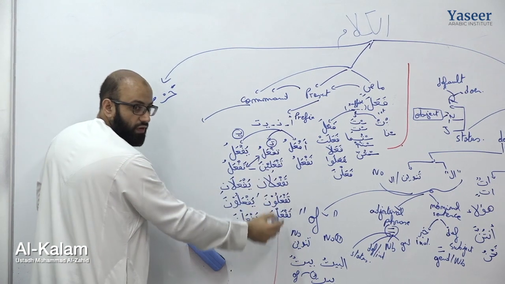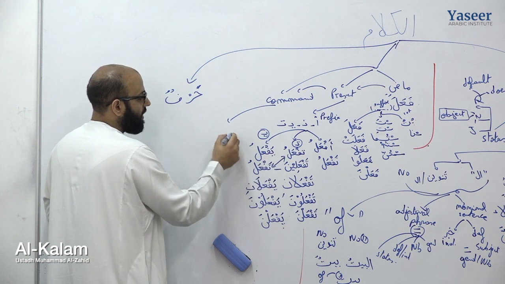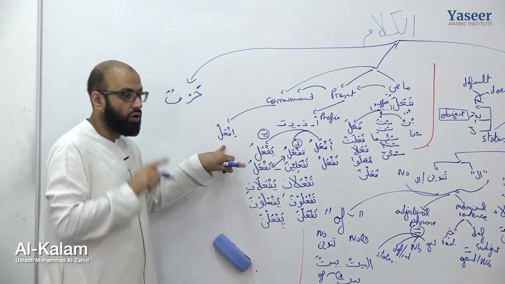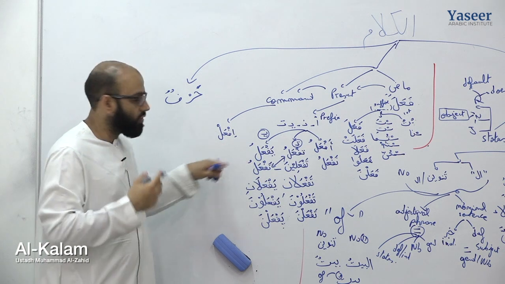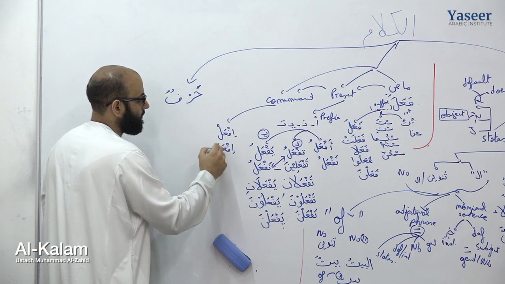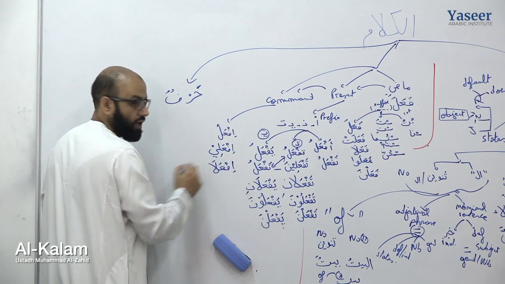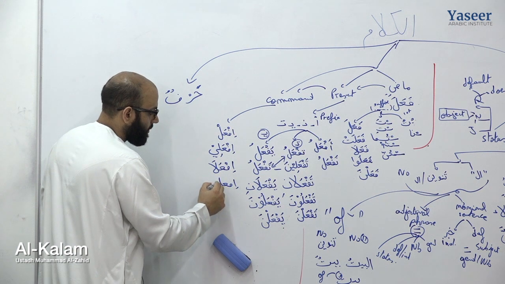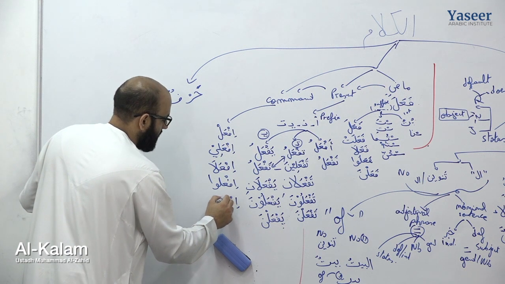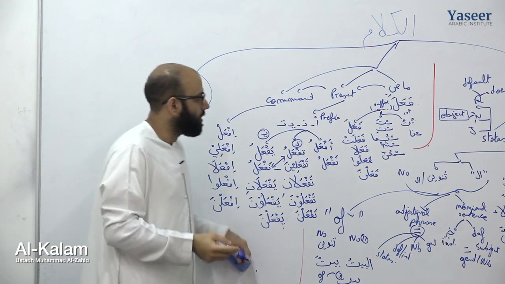Okay. Command, we said, is taken from present tense, from the second person. The rule: we take out the prefix and we take out the noon if it has a noon and put sukun. So taf'al becomes if'al. And we said if'al can be only to one man. If I'm commanding a lady, I'll say if'ali. Talking to two, if'ala. Talking to many, if'alu. Only ladies, if'alna.